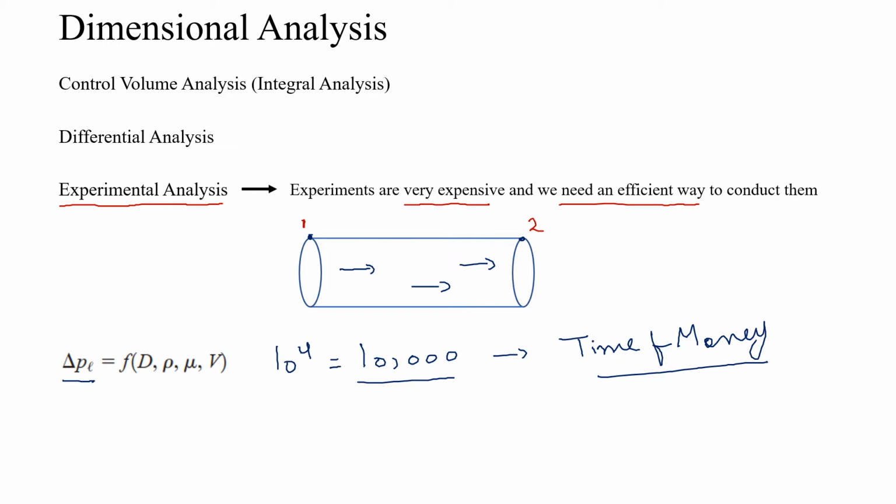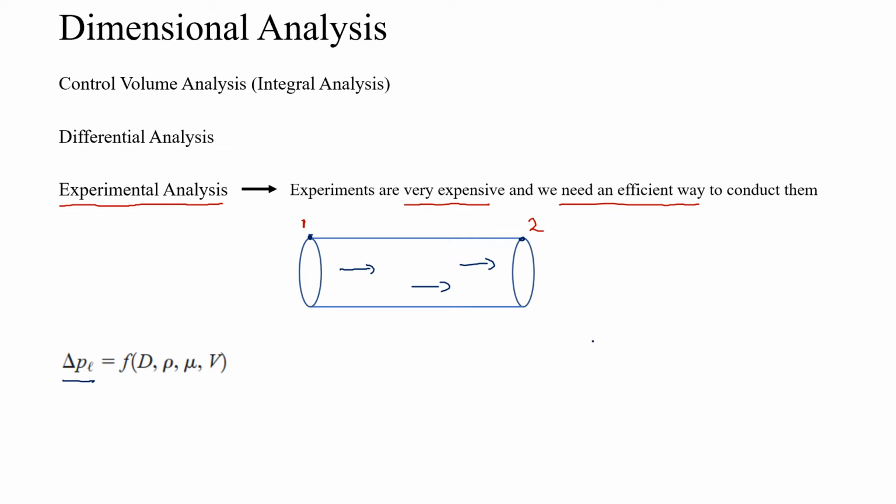I need a very smart way of doing this. I need to reduce my number of experiments, and by reducing my number of experiments, I will save a lot of time and a lot of money. So this is what dimensional analysis does. Dimensional analysis helps us do that, and it helps us reduce the number of experiments.